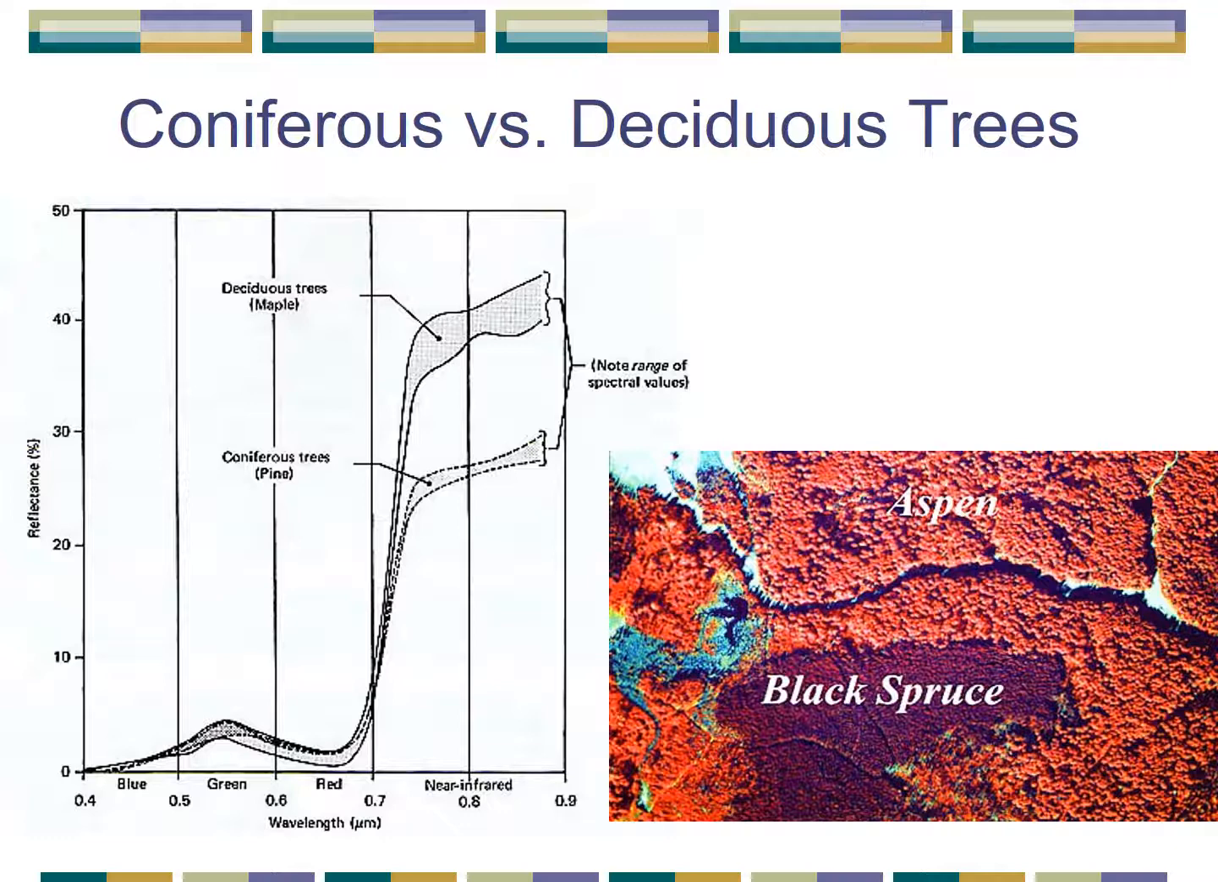Hardwood trees like aspen, bright red. Needle-bearing trees like black spruce, darker.